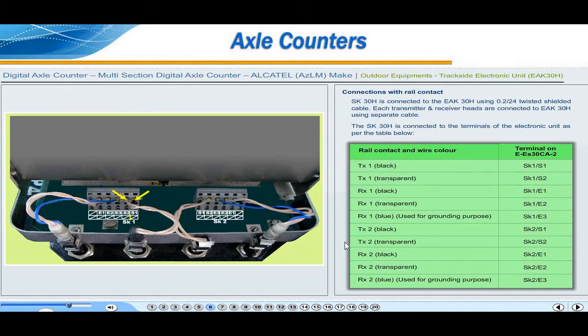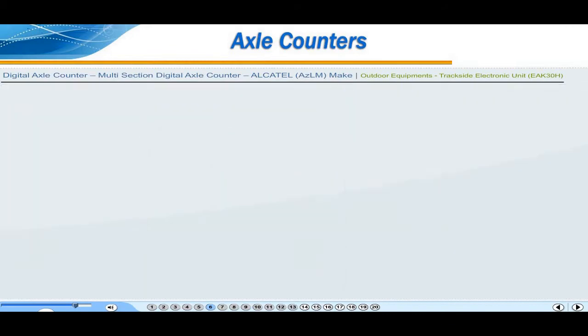Transmitter cables from SK1 having colors black and transparent are connected to S1 and S2 terminals of EAK respectively. Receiver cables from SK1 having colors black and transparent are connected to E1 and E2 terminals of EAK respectively. Whereas the blue-colored cable is connected to E3 of EAK for grounding purpose. Same color coding is used for connecting transmitter and receiver cables of SK2 to EAK.